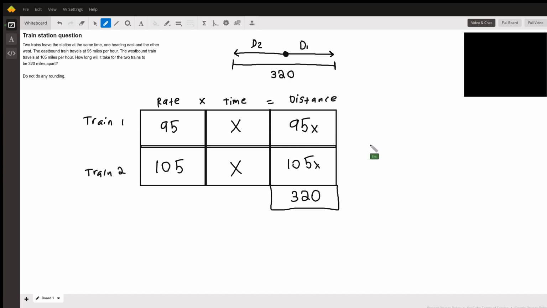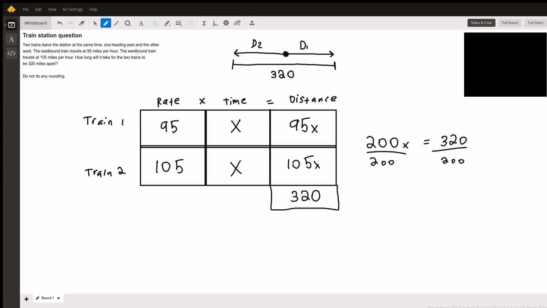That's going to give us 200x. Just to save a little bit of room, I'm just going to combine them in one step, and we have 320. Now just divide both sides by 200, and we have x. I'm just going to use a calculator.